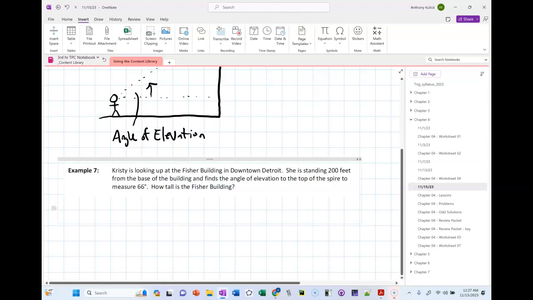So this story problem reads, Christy is looking up at the Fisher Building in downtown Detroit. She is standing 200 feet from the base of the building and finds the angle of elevation to the top of the spire to measure 66 degrees. How tall is the Fisher Building? So, in general, for all these story problems that we're going to look at today, we should begin by drawing a well-labeled picture of the situation. Everybody okay with that?